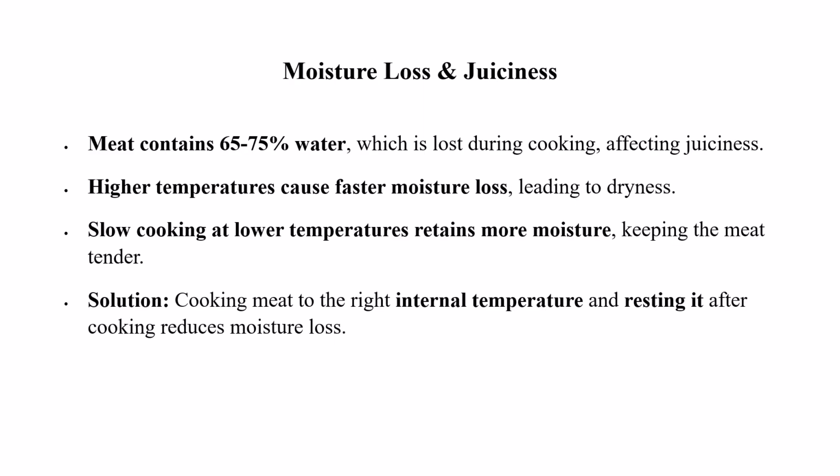Moisture loss and juiciness. Meat contains a lot of water which is lost during cooking, affecting juiciness. Higher temperature causes faster moisture loss, leading to dryness. Slow cooking helps retain moisture, keeping the meat tender.